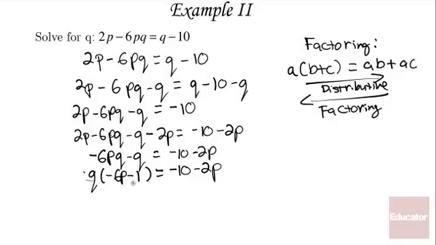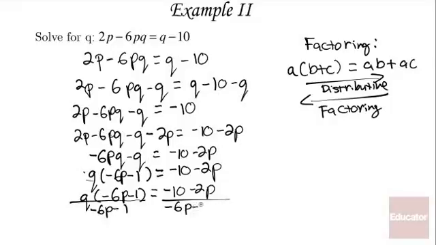Once I've separated out the q, I can move this expression over by using my usual method. And since this expression is multiplied by q, I'm going to use division to move it over to the other side. Q times (-6p minus 1) equals negative 10 minus 2p. Divide both sides by negative 6p minus 1. This cancels out, leaving me with q equals (-10 minus 2p) over (-6p minus 1).